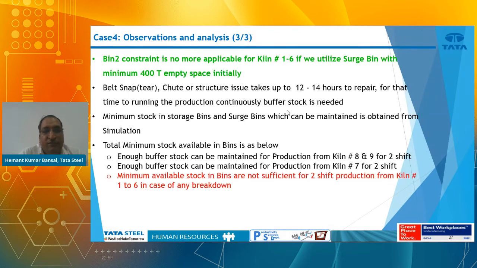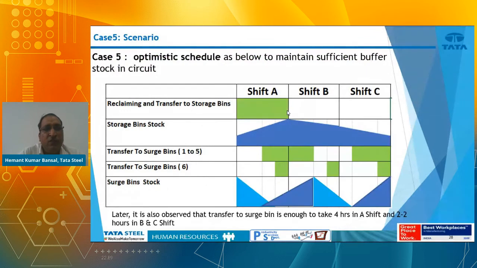So there is enough buffer stock to take the production from mill number 7, 8, and 9 for 2 shifts. But for mill number 1 to 6, there is not enough buffer stock available to take the production for 2 shifts in the case of any unplanned breakdown and shutdown. So we have taken the most optimistic scenario as case 5.